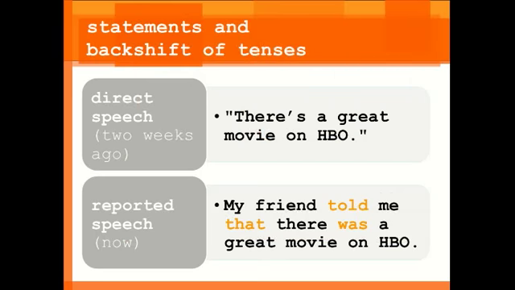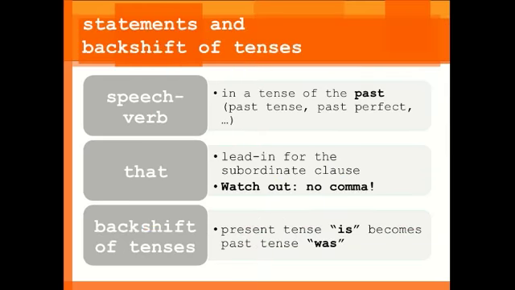Suppose that somebody said 2 weeks ago, in the direct speech of course, "There is a great movie on HBO." And now we want to put this into reported speech, and the sentence will actually become, "My friend told me that there was a great movie on HBO." 3 things are highlighted: told, that, and was, and all of them are important.